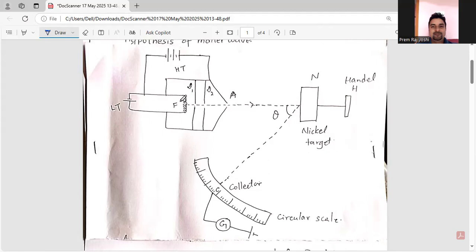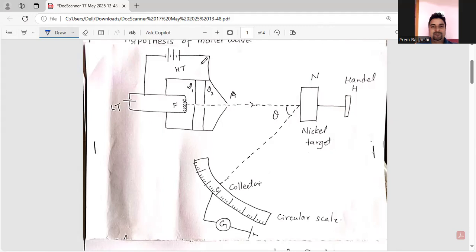You can see a filament which is written as F here. The work of the filament is to eject the electrons. When this filament is heated by the low tension battery, LT means low tension battery, the electrons are emitted or ejected from the filament, and these ejected electrons are accelerated towards A, because D1 and D2 are connected to the positive potential of the high tension battery.